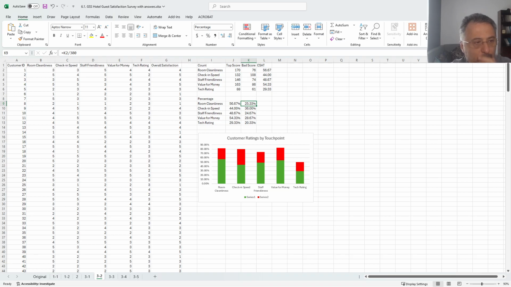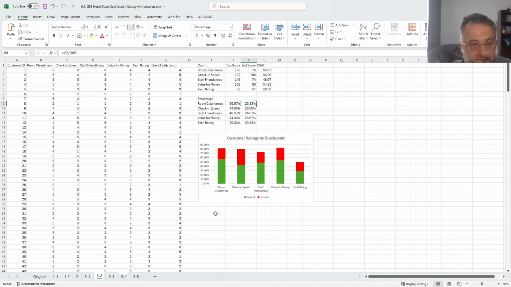But overall, if you look at this, room cleanliness and value for money are overall acceptable compared to others. But the others definitely, especially staff friendliness, look at this, staff friendliness is 24.67, value for money is 28.67, check-in speed is 36. Especially the check-in speed needs a lot of work to be done.